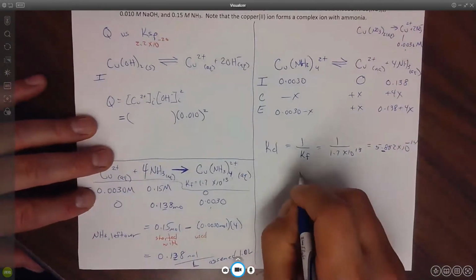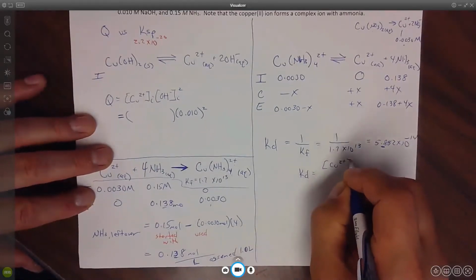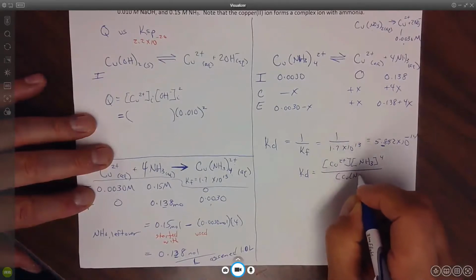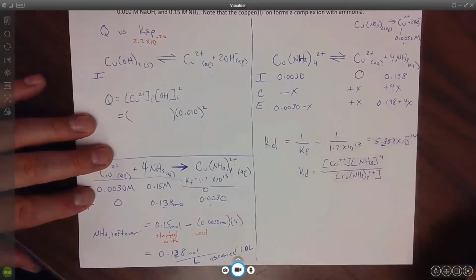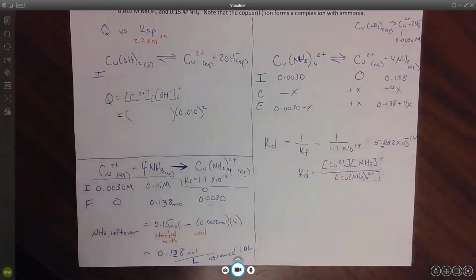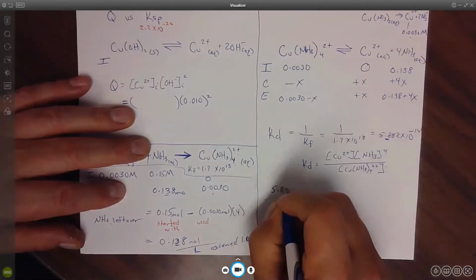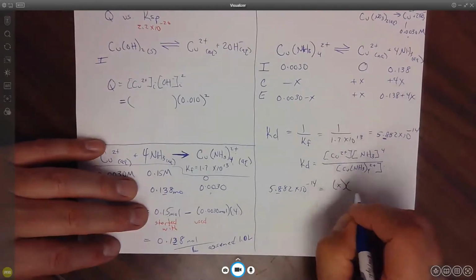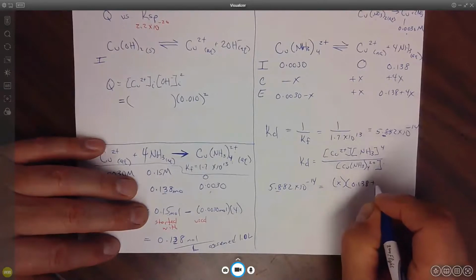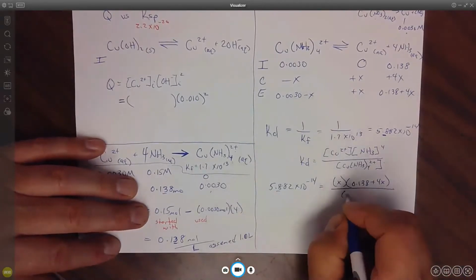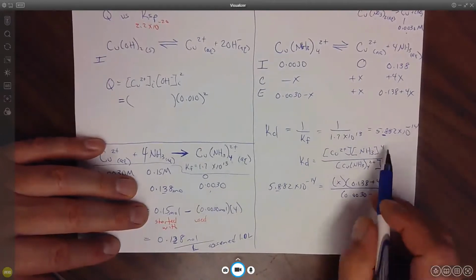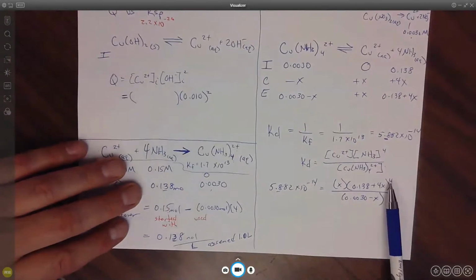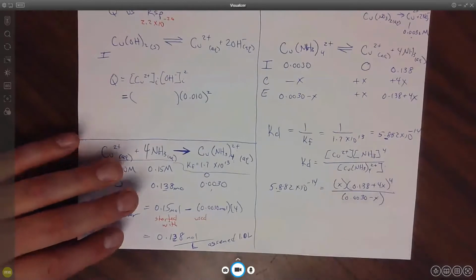The equilibrium constant expression, Kd, is simply going to be equal to the concentration of our products, each raised to the coefficient in the balanced chemical equation, divided by our reactants, again raised to the coefficient in the balanced chemical equation, 1 in this case. Plug and chug, so this is 5.88 times 10 to the negative 14 is going to be equal to x times 0.138 plus 4x divided by our 0.0030 minus x. And this is raised to the 4th. Now again, if we had to solve it this way, this would be a 5th, right? So x to the 4th plus x, that would be a 5th order polynomial.